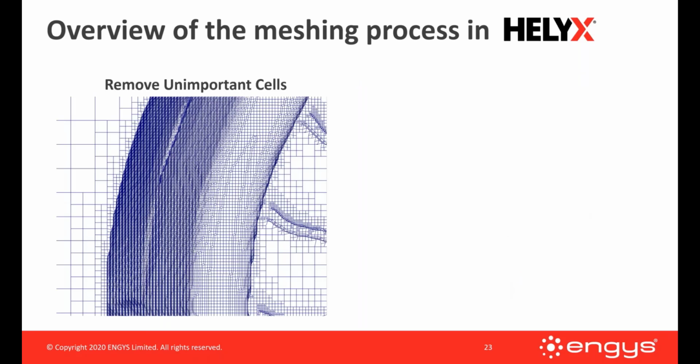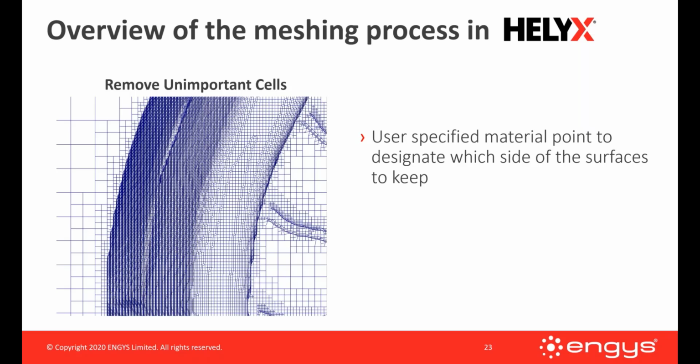Next, we need to remove the unimportant cells. The unimportant cells are regions where we're not actually performing our calculation, that we don't care about capturing physics. This is a user-specified material point designating which side of the closed surface to keep. So in that example of an airplane, if I want to do an external aero analysis of that wing, then my keep point would be outside of the body of that airplane. If I wanted to do some cabin comfort simulations, then I would pick a point inside of the cabin of that airplane itself.